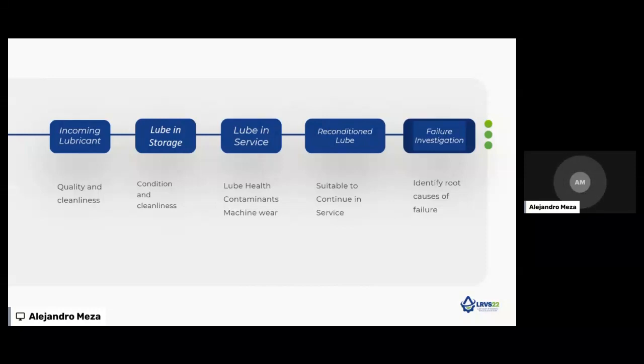Next one is if the lubricant has been reconditioned. Well, we just want to monitor that the lubricant is ready to continue in service and is good again. It has been dehydrated, it has been filtered, and is ready to be used. And finally, what I mentioned about failure investigations.